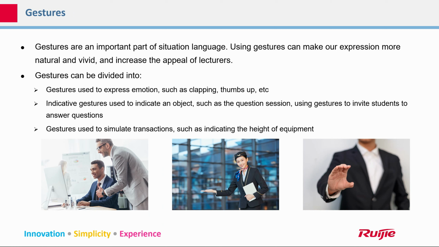Okay, and then next is gestures. Gestures are an important part of body language. Using gestures can make our expressions more natural and vivid, and can also increase the appeal of lectures. And all these gestures can be divided into three types. For example, the gestures used to express emotion, such as clapping, thumbs up.